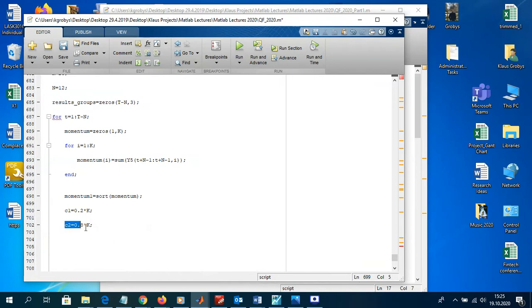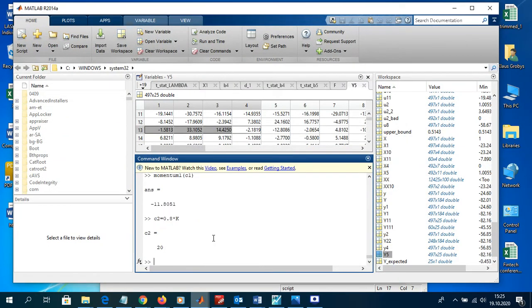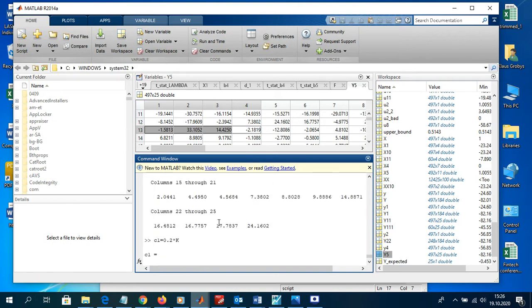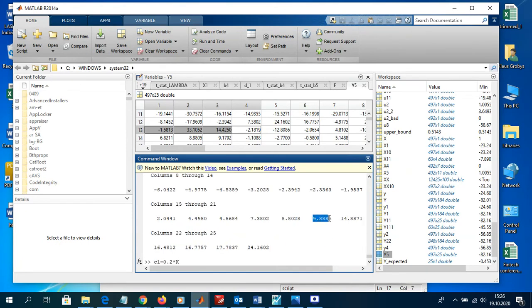And it should be the position 20 of our sorted momentum vector, which is momentum 1, right? Momentum 1 from C2 is 9.88. So 9.88, or around 9.89, is the corresponding value of the stock that has the lowest return in the high return group.